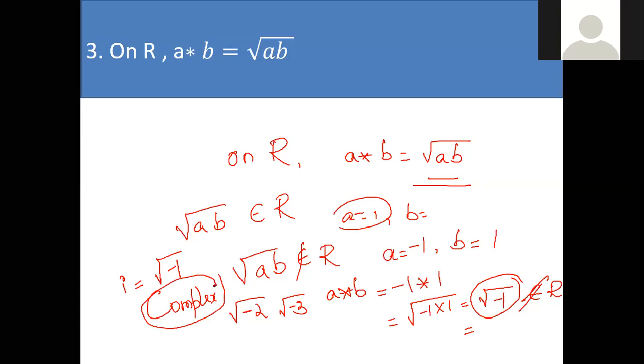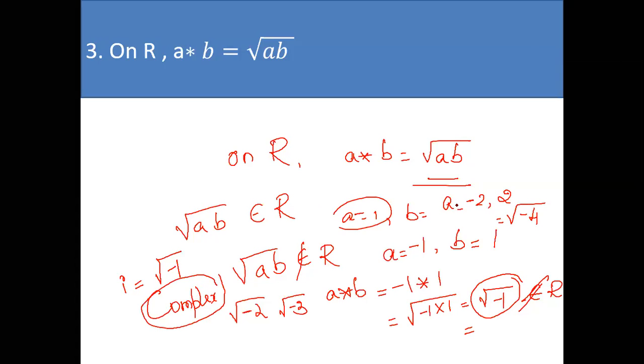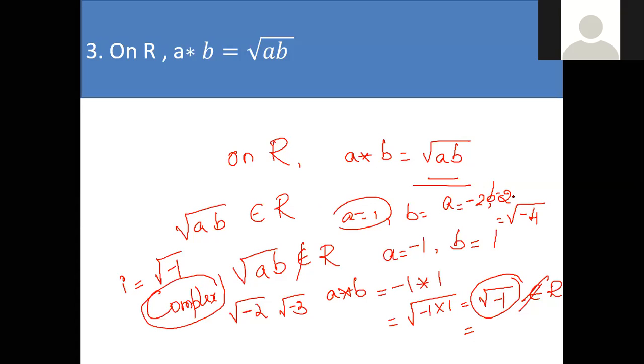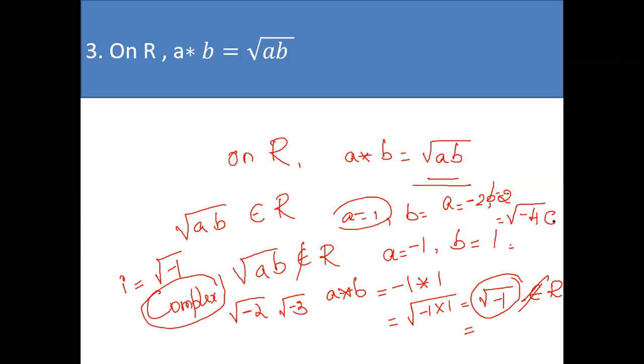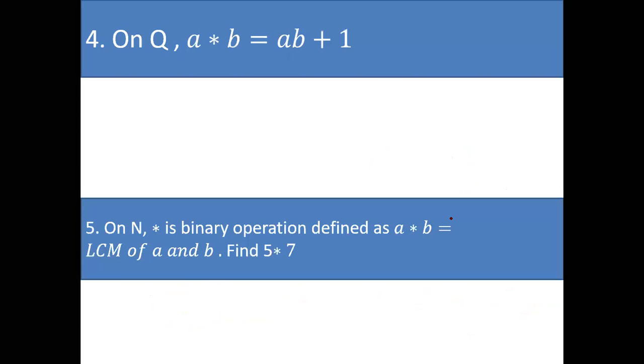Hope this was clear. Okay, so this is not a binary operation, because if you take the square root of negative numbers, say minus 2 and 2, A is equal to minus 2, B is equal to 2, then minus 2 into 2 is minus 4. Square root of minus 4 does not belong to real numbers. So this is not a binary operation. Hope this was clear. Square root of negative numbers is not a real number, it is a complex number. Okay, so we'll go for the next question.